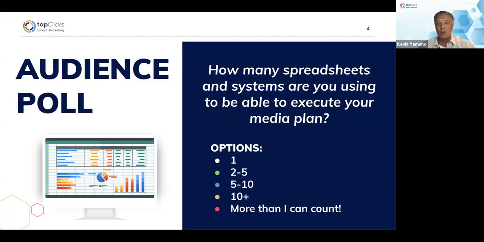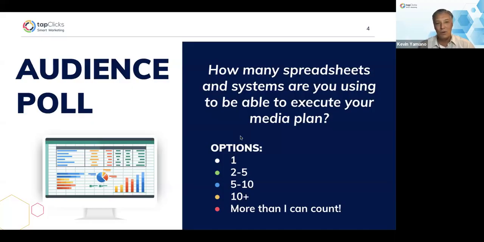How many of you are using spreadsheet systems to execute your media plan? And how many spreadsheets are you using? So that's the quiz we have on the screen there for you. Throw that into the chat. Let us know what you have. More than I can count. Yeah, isn't that the truth? We end up with many more spreadsheets, kind of find ourselves lost in spreadsheets sometimes.